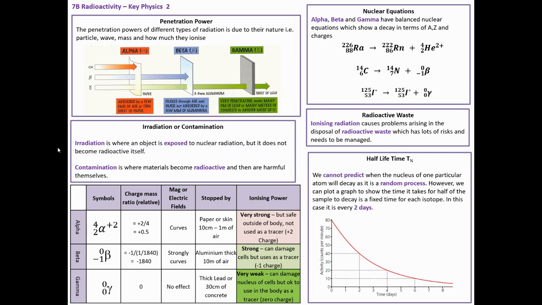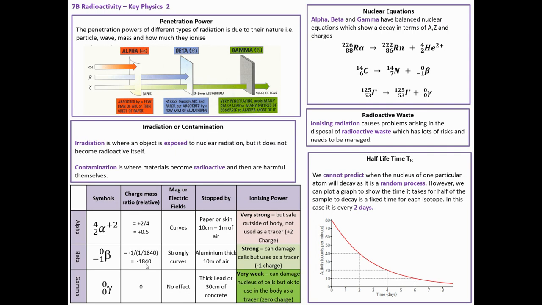You should know about this properties table really, which is you've got your symbols, so alpha, beta, gamma. You've got the masses, you've got the charges, and you've got charge to mass ratio. So I've just taken the charges, so +2 divided by 4 relative masses gives me +0.5.